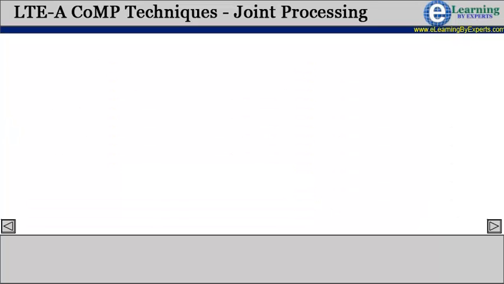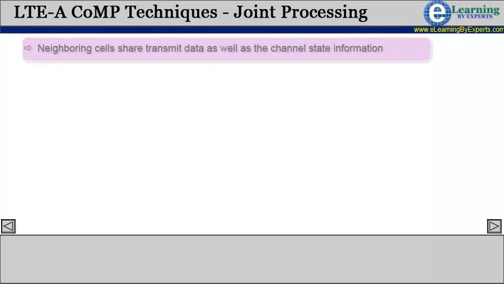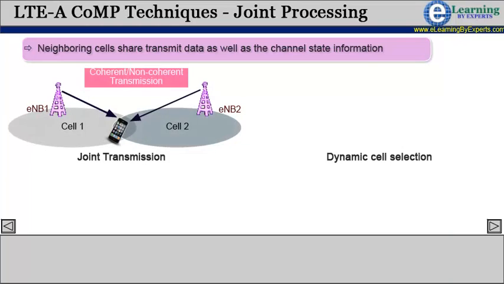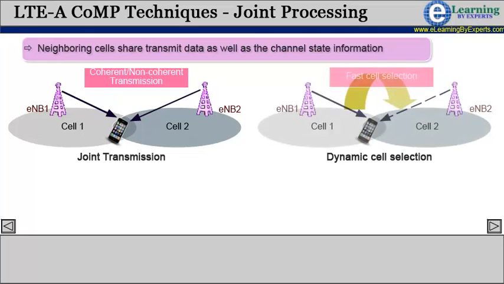Joint processing is available when neighboring cells share transmit data as well as the channel state information. The joint processing can be realized in the form of joint transmission or dynamic cell selection. In joint transmission, cooperating eNBs jointly transmit data to one or more corresponding UEs. Dynamic cell selection is a kind of fast cell selection. UEs are handed over to the best cell considering interference situation.